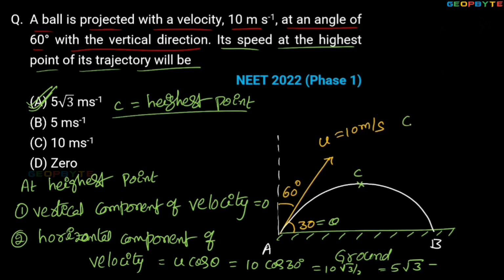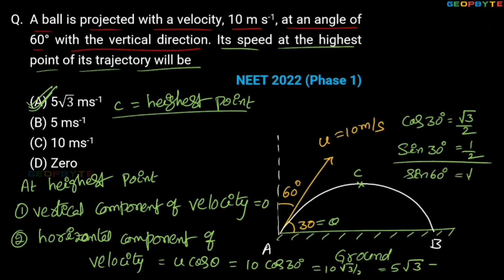Dear friends, remember cos 30 degrees equal to root 3 by 2, whereas sin 30 equal to 1 by 2, whereas sin 60 equal to root 3 by 2, and cos 60 equal to 1 by 2. Try to remember these values.